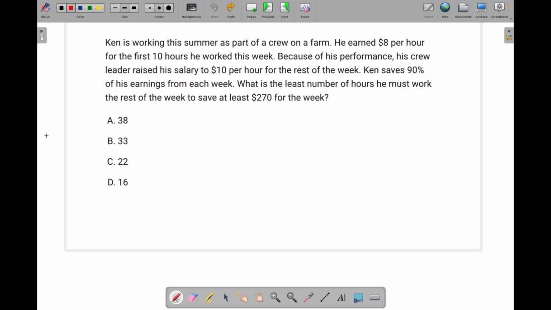All right, here's our next problem. Our next problem is here. I'll give you a moment to pause and figure it out. Okay. Once you pause and figure it out, let's go over this.